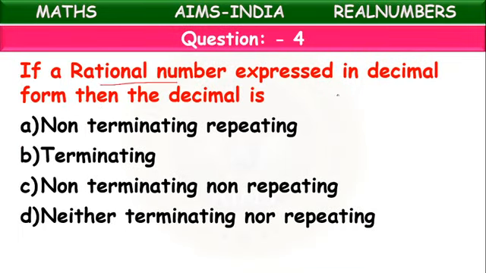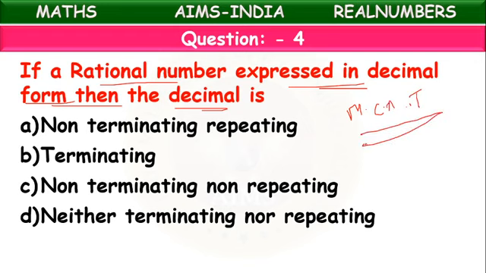If a rational number is expressed in decimal form, then the decimal is... These kinds of questions are examples of multi-correct answer type questions. You can have one or more answers. Now, rational number in decimal form means in how many ways can we represent it? It can be terminating or non-terminating repeating.